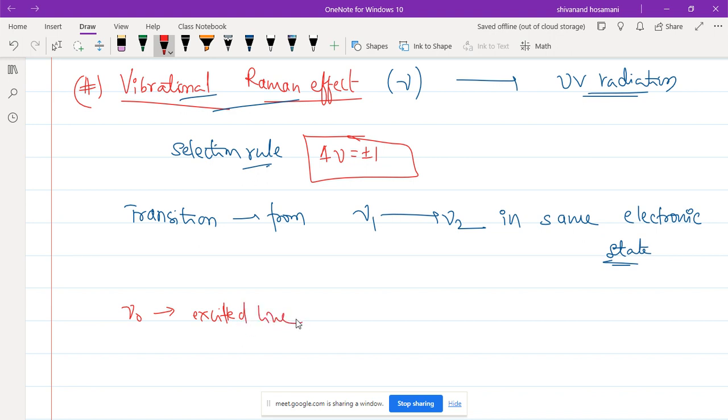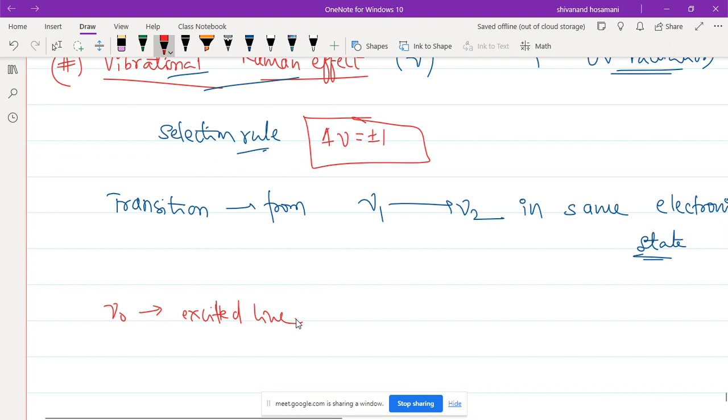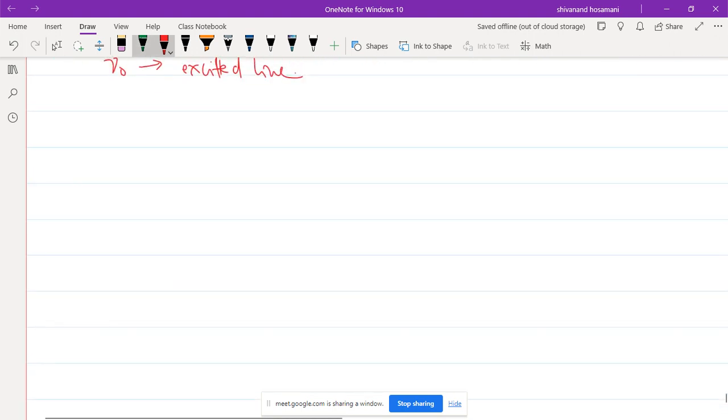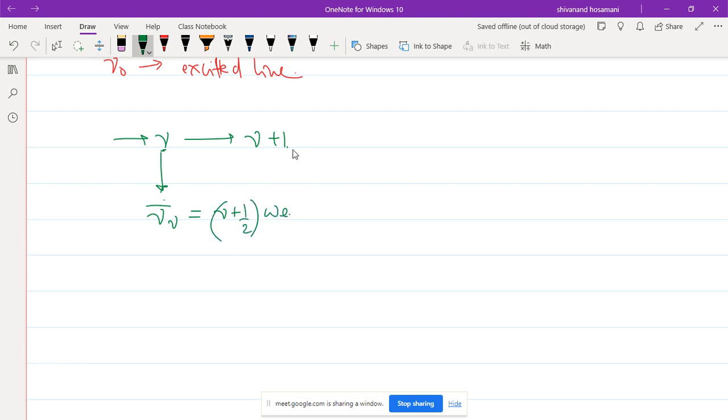We take a transition. If it moves from one state to another state, for example, let us consider the first state as the initial state, nu. If it takes a transition from nu to nu plus 1, how do you define the wave number for the quantum number nu? The wave number is given by nu bar of nu equal to nu plus 1 by 2 times omega e. We know this already. For the nu plus 1 state, nu bar of nu plus 1 is equal to nu plus 3 by 2 times omega e. Right?